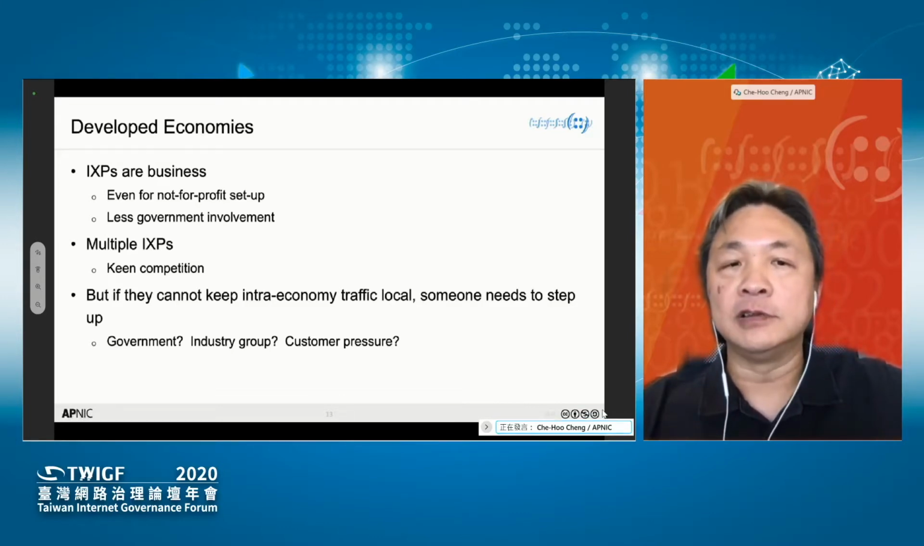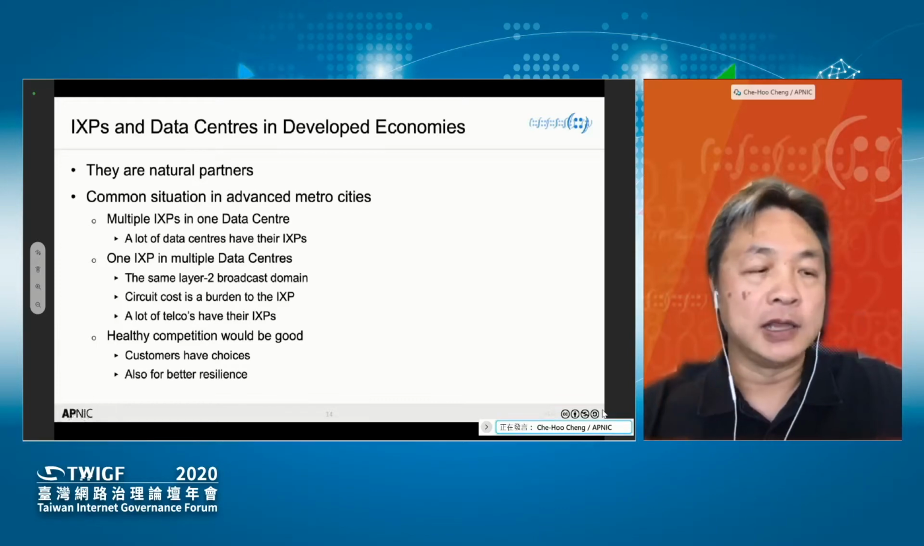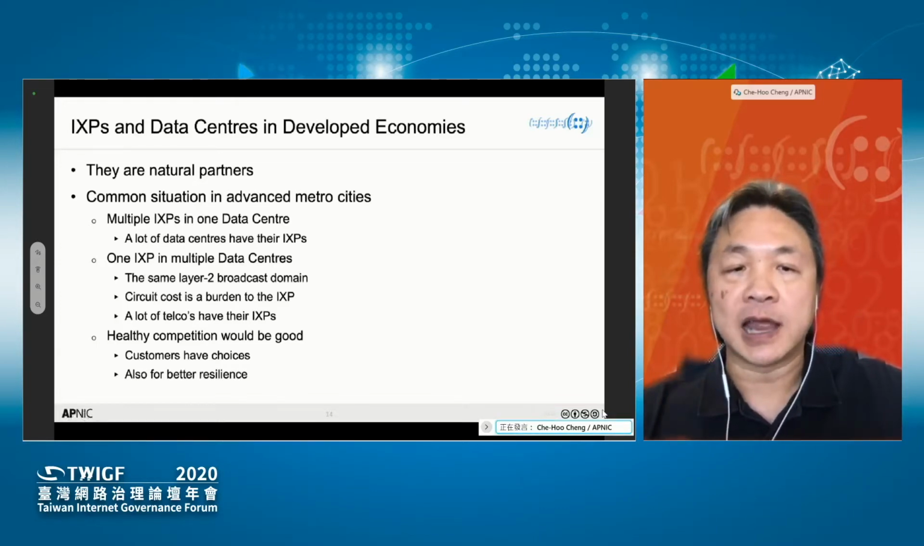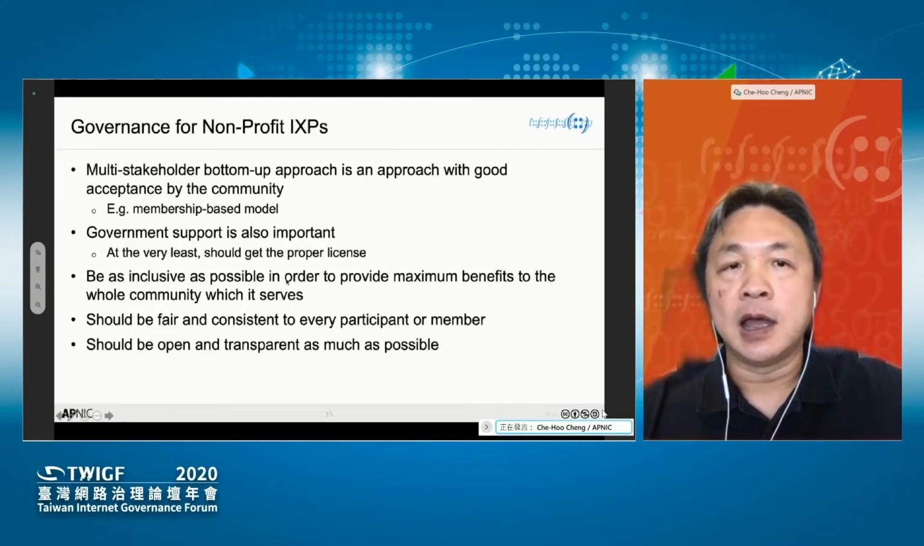And if you still cannot keep local traffic local, then someone needs to step up. I want to highlight that IXs and data centers in developed economies are natural partners. You can see multiple IXs in one data center, or one IX in multiple data centers. This kind of healthy competition is very good because customers can have choice, and you also get better resilience.